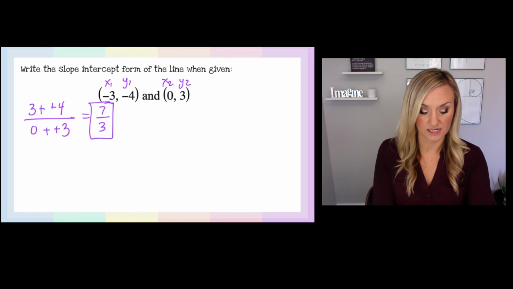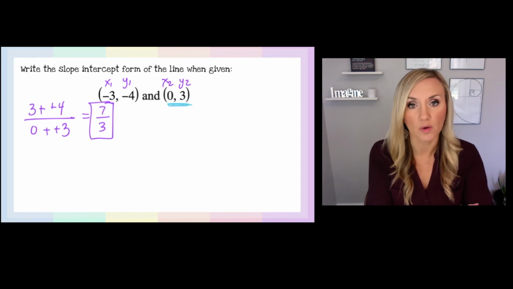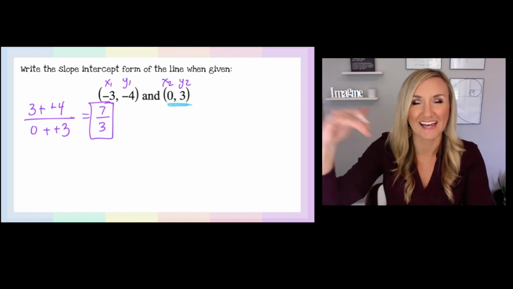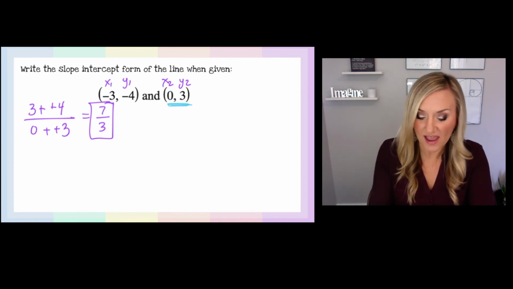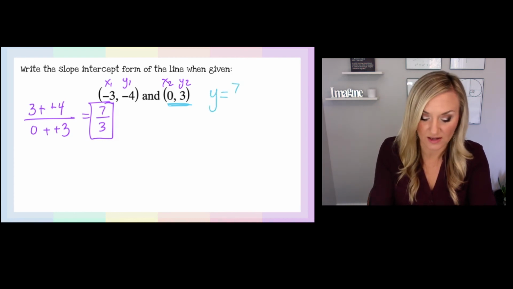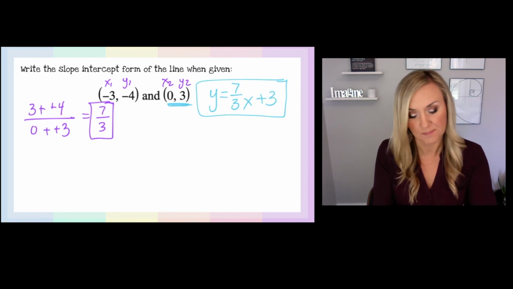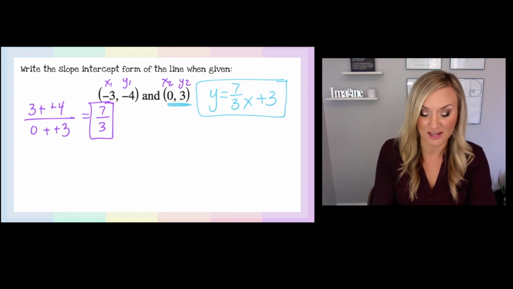because, well, take a look. We already have our y-intercept. When x is 0, the y is 3, where the line crosses the y-axis. And so, right away, you can say that y equals 7 over 3 x plus 3. But let me show you, just so you see that it works.